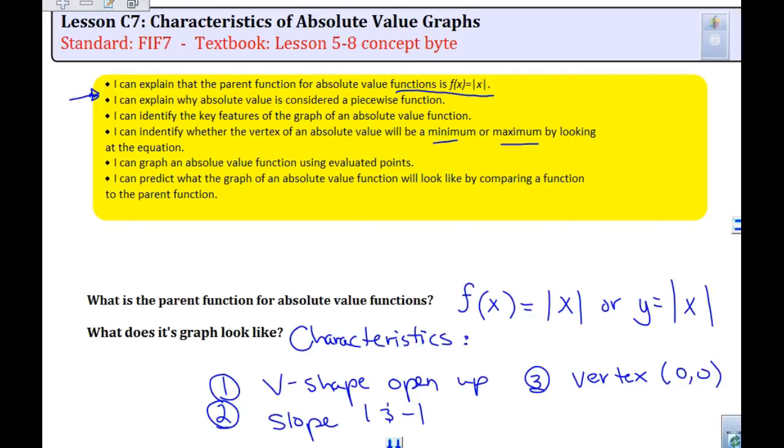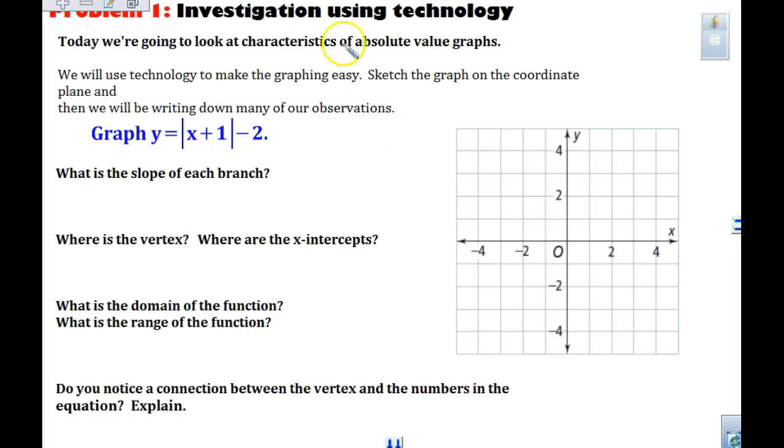Today we are going to investigate using technology. Other years we've used graphing calculators. We are not going to be using a graphing calculator today. We are going to be using your device.